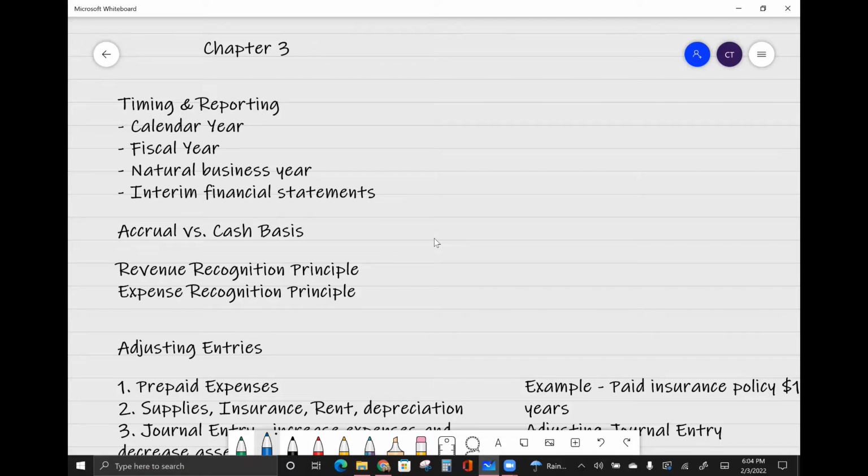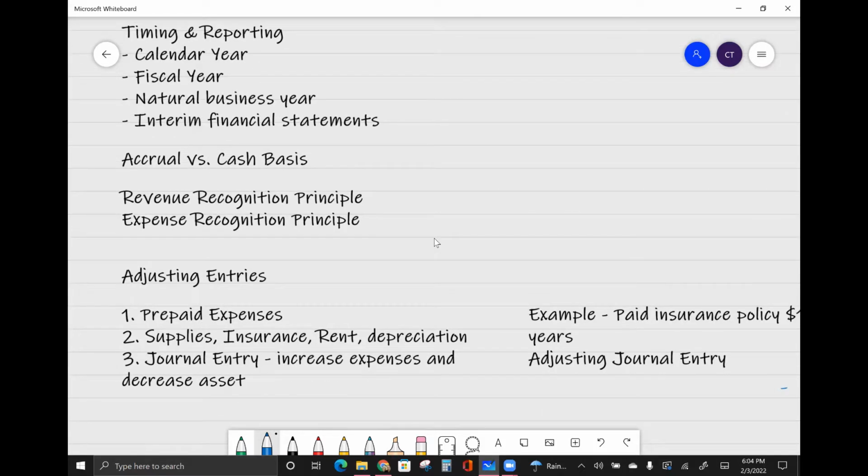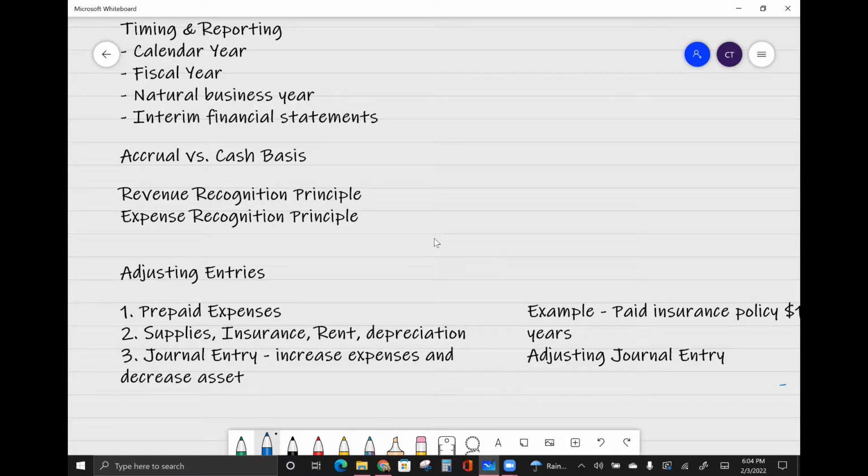You may be able to work for an organization that does it twice a year or annually, which is unusual, but sometimes companies do it that way. So when we see interim financial statements, that means it's something in the interim. It's not the end of year. It could be the first quarter, second quarter, third quarter. It's interim financial.